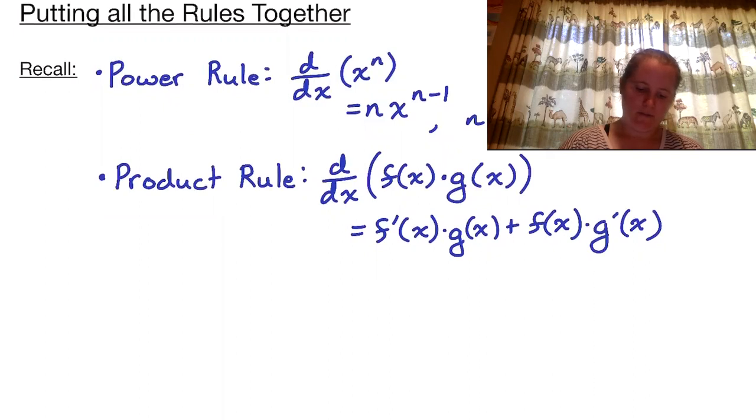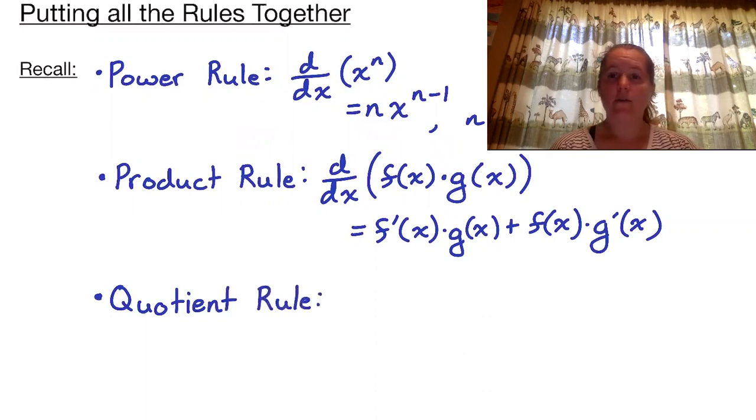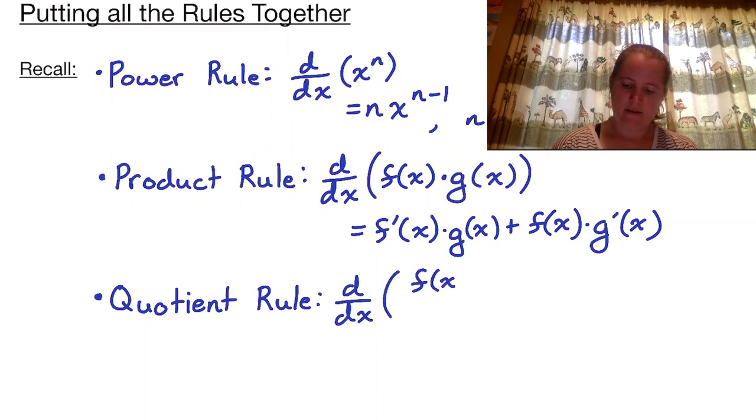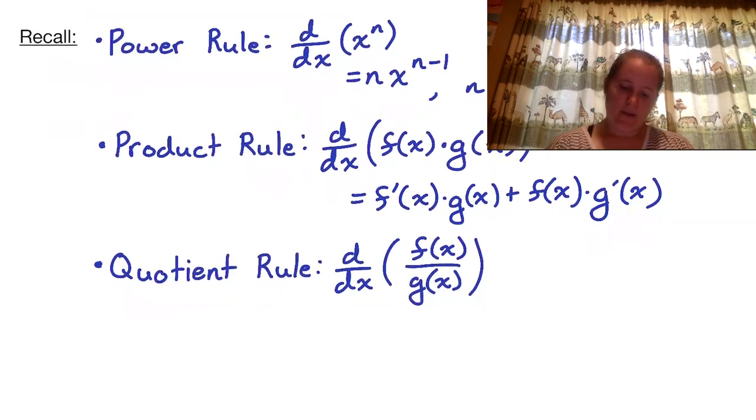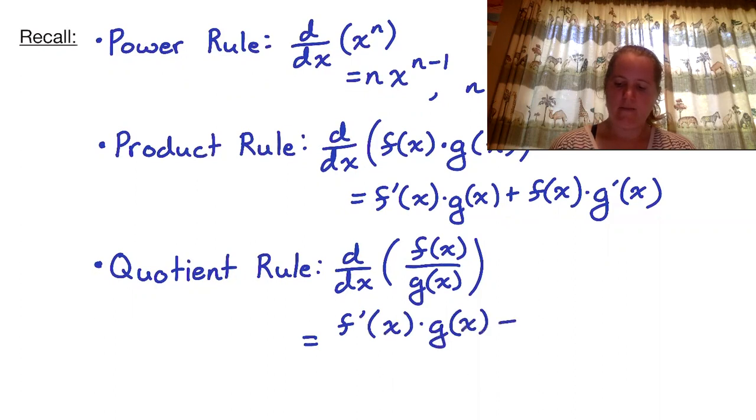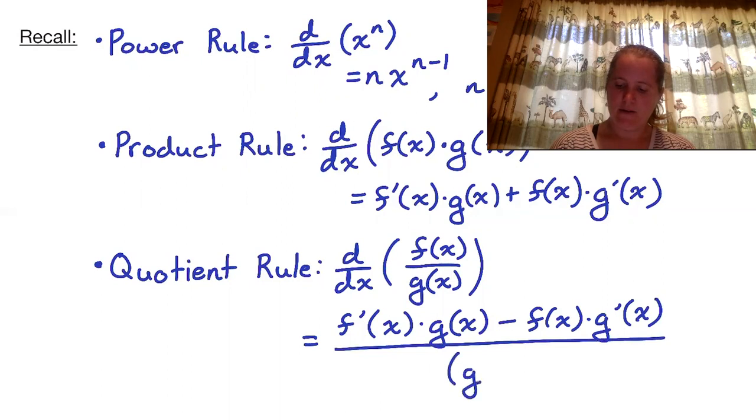We had our quotient rule. Our quotient rule said that the derivative of f of x divided by g of x wound up being the derivative of the first, f prime of x, times g of x, minus the first, f of x, times the derivative of the second, g prime of x, all divided by the denominator, g of x squared.